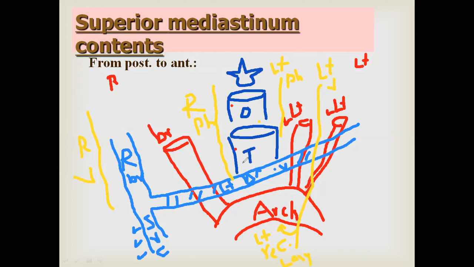Also, we'll see lymph nodes: tracheobronchial lymph node, mediastinal lymph node, and lastly the sternum, and also the sympathetic chain. You will see the sympathetic chain, and also the thymus gland behind the sternum. This is roughly the content of the superior mediastinum.